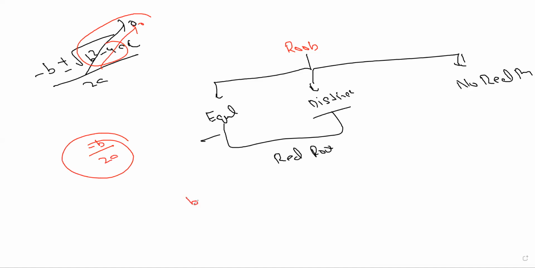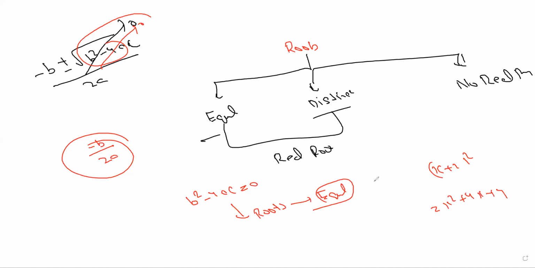What I mean to say is that if b square minus 4ac is 0, the roots would be equal. Here, x plus 2 whole square. Substitute the value of b square minus 4ac. What is b here? 4. So 16 minus 16, that is 0.